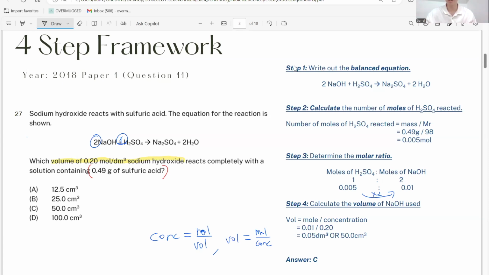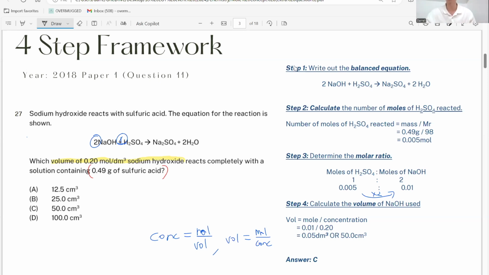Step 3 is to determine the mole ratio. So for those of you in the chat asking me about step 3, listen up. How do you do step 3? First thing you need to determine is the mole ratio. Who are you comparing with? Which are the 2 that you should be selecting? You should select the one that you have already found in step 2, because I know how many H2SO4 there is. So I'll be comparing against H2SO4.